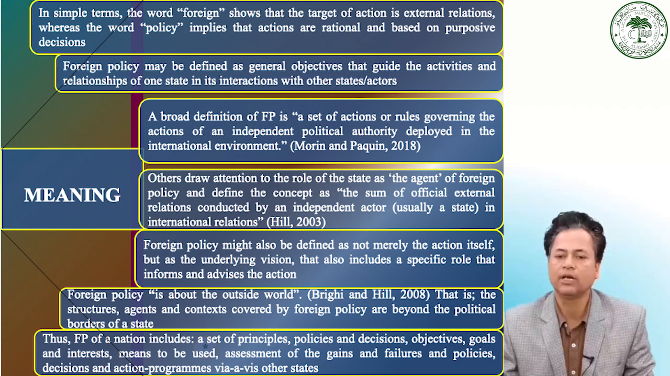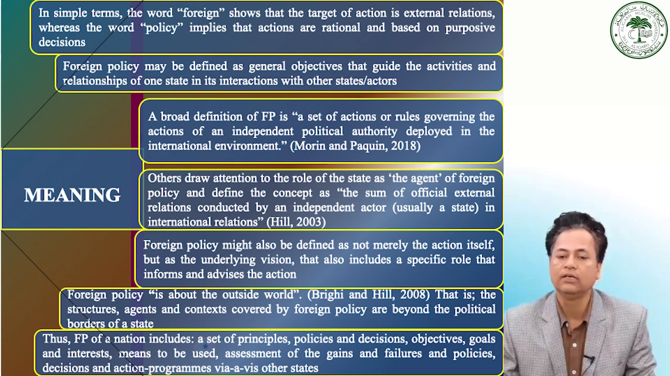Some of the workable definitions of foreign policy used in the literature include broader definitions such as a set of actions or rules governing the action of an independent political authority deployed in the international environment. So basically, some relate foreign policy with the states, and foreign policy is understood as a set of actions or rules that governs state behavior at the international level. Others draw attention to the role of the state as the agent of foreign policy and define the concept as a sum total of official external relations conducted by an independent actor, usually a state, in international relations. So others consider the state as an agent of foreign policy, because you have a defined objective, and the state is understood as an agent that defines the kind of interactions it has to be engaged in with other actors and non-state actors.